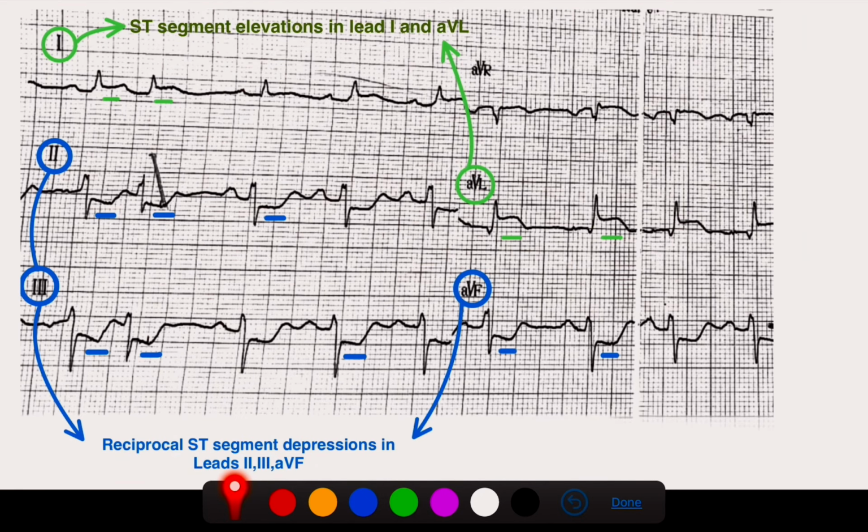There are ST segment elevations in lead 1 and AVL. These are the horizontal ST segment elevations. And there are ST segment depressions in lead 2, 3 and AVF. And these are horizontal ST segment depressions. And remember, these ST segment depressions are called as reciprocal ST segment depressions.